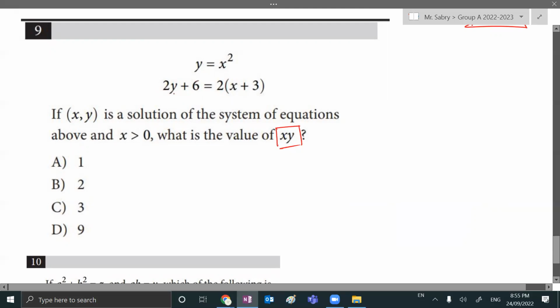What do I mean by that? I mean, remove this y and substitute x power 2. Aren't they supposed to be exactly equal to each other, the y and the x squared? So I'll just remove the y and substitute x squared. So now I'll have 2 times x squared plus 6 equals 2 multiplied by x plus 3. Is this step for everyone understood? And you understand why am I doing this?